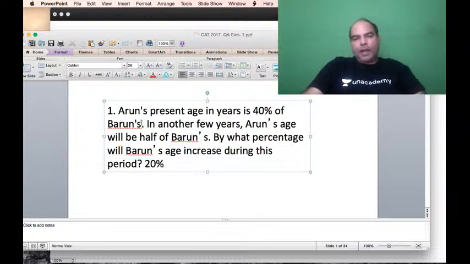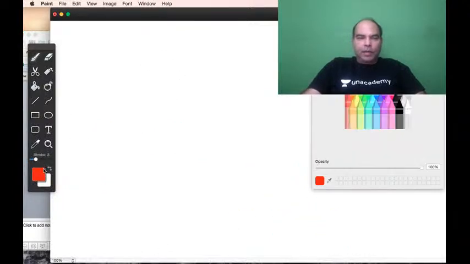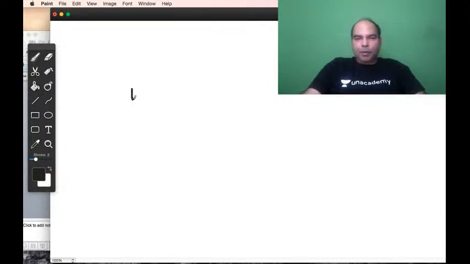But there could be another reaction to this first statement that you could use. Let me just show you that reaction and that solution. So if I were to assume numbers, let's say Barun's age is 10. When I read that Arun's age is 40% of Barun's age, the first number that comes to mind is that if Barun is 10 years old, then Arun is 4 years old. And then they say in another few years, Arun's age will be half of Barun's age.